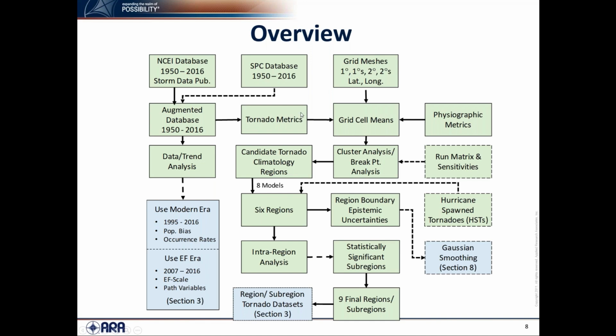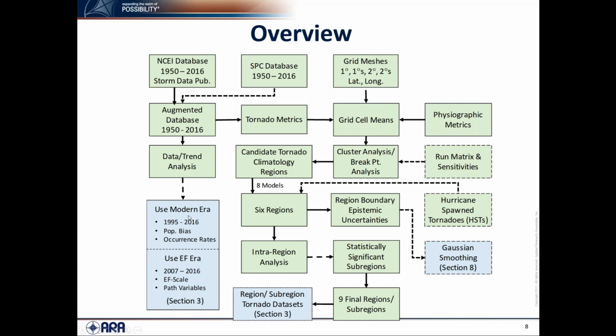We divided up the country into grid cells, 1 degree grid squares. Then we looked at all of the different properties in these grid cells. We did a cluster analysis. Later on, very late in the project, I'm sorry, I'm jumping ahead here, we developed some climatology regions. For each of those regions, we looked at the uncertainties of the boundaries. We looked at some interregion analysis, and in a couple of cases came up with some subregions, and ultimately developed 9 final regions which we then used going forward to create the climatology.